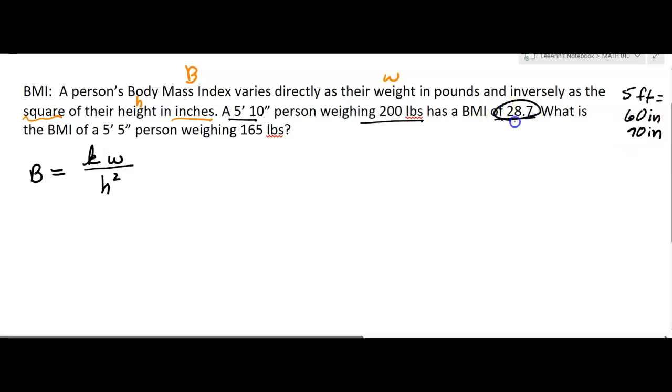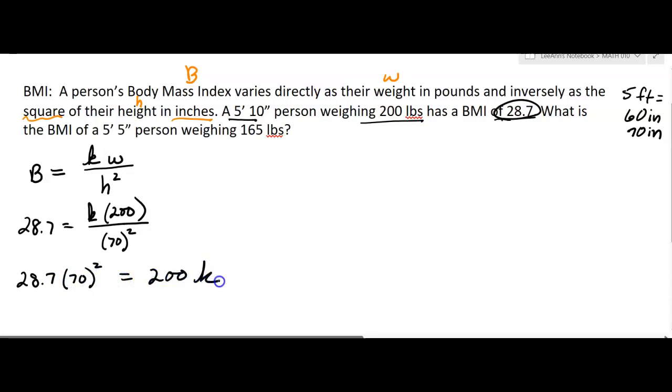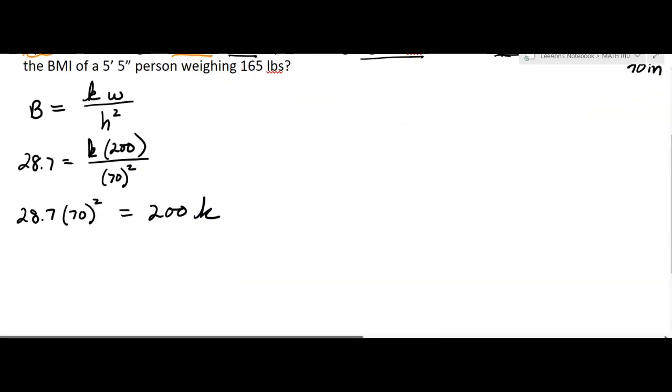So we know the BMI, 28.7, which I think they rounded off, but that's okay for what we're doing. K, and the weight was 200 pounds. And then the height was 70 inches squared. So we need to solve for K. Now, one way we could do this, we could say 28.7 times 70 squared equals 200K. So that'd be one thing, just use it like a proportion, multiply both sides by the LCD, and then divide both sides by 200.